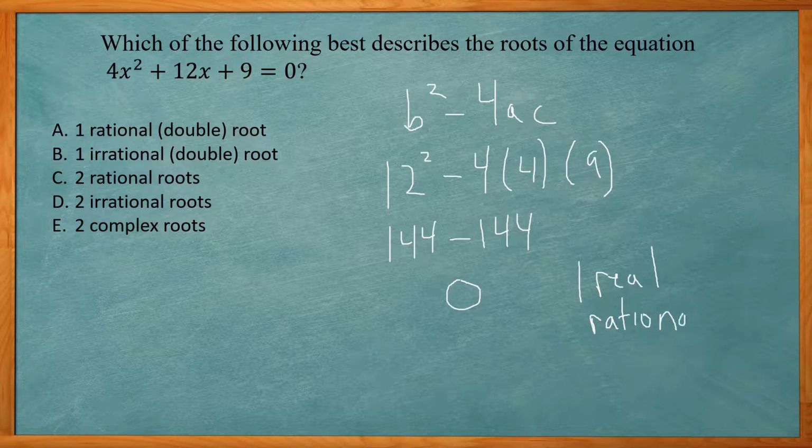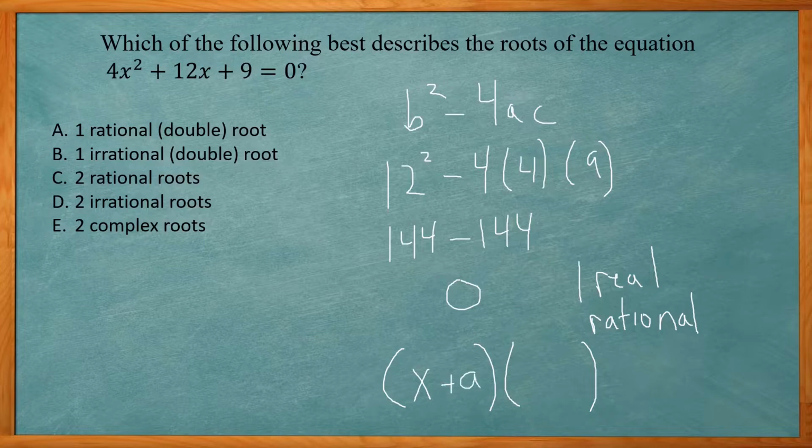Remember, irrational means you cannot write it as a ratio of two numbers, a over b. And if we were to actually solve this, we'll end up with two sets of parentheses. And if there's only one answer, our value inside there will both be the same. So we really only have one root that's going to be double since there's two of them. So our answer here is one rational double root.